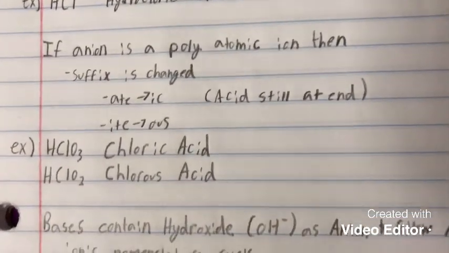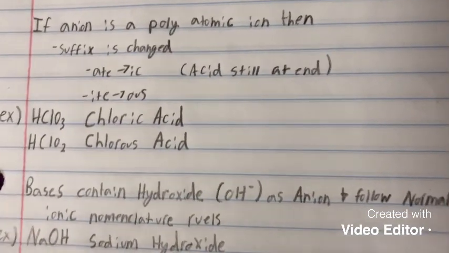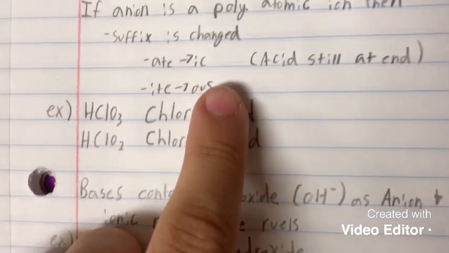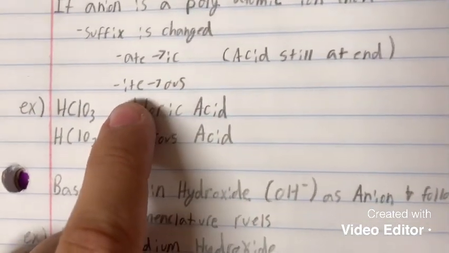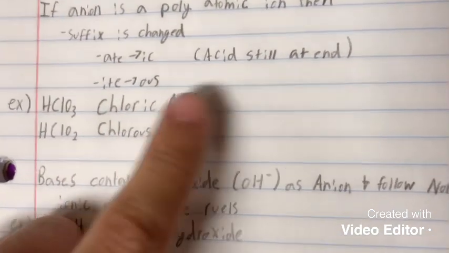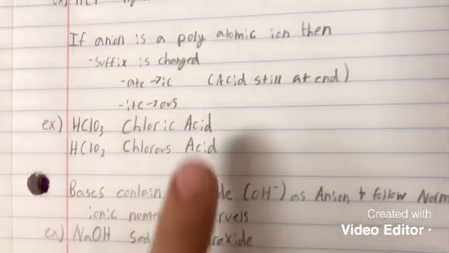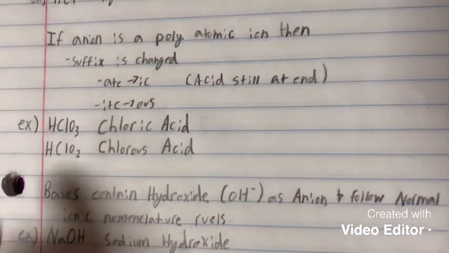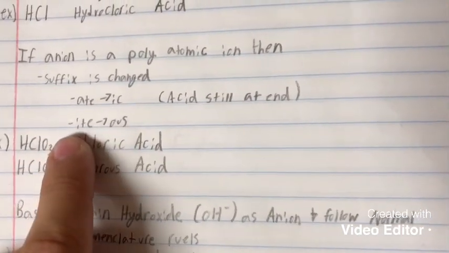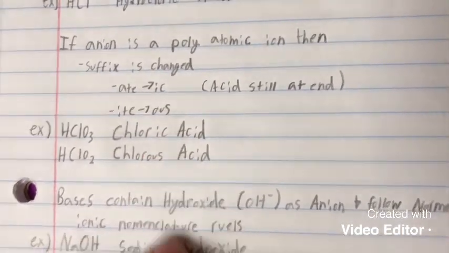If an anion is a polyatomic ion, then the suffix is changed. If the suffix was ate, it turns to ic. If the suffix was ite, it turns to us. The acid will still be at the end though. You can remember this by thinking of it ate something that was icky, and then just remember that the other one is ite to us.